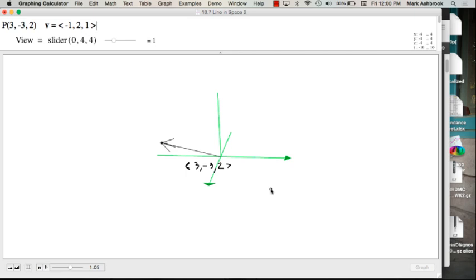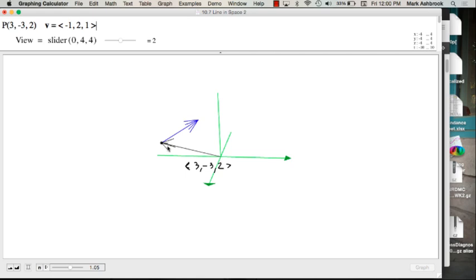And then where does the vector come in? I'm going to take what we call the direction vector for the line, and put its tail at the tip of my standard position vector for my point. So that looks like this. There's the vector -1, 2, 1 with its tail at the tip of my standard position vector for my point. Does that make sense?